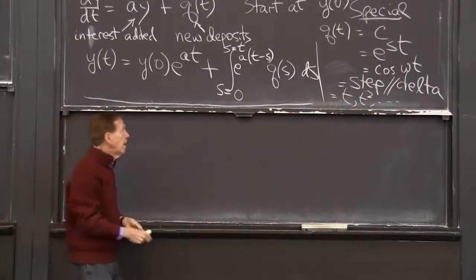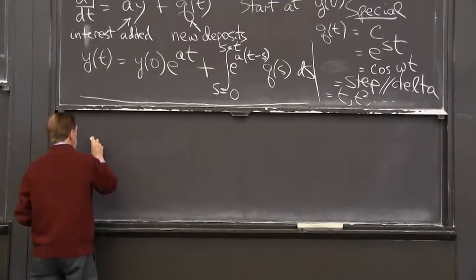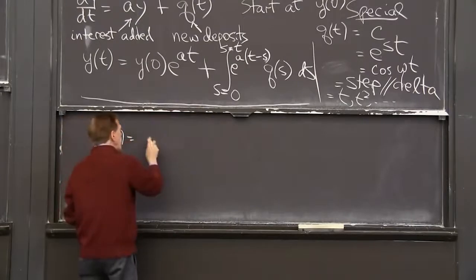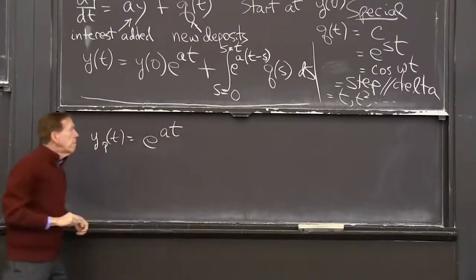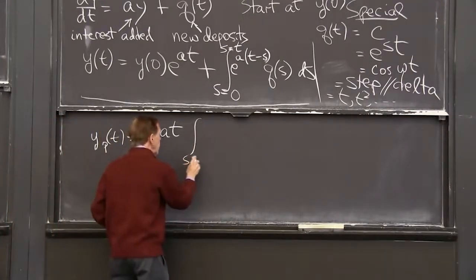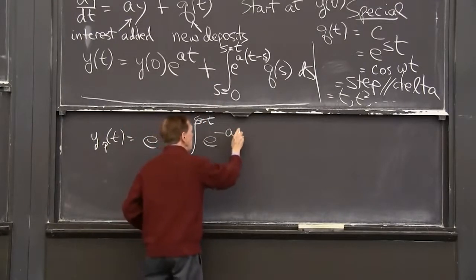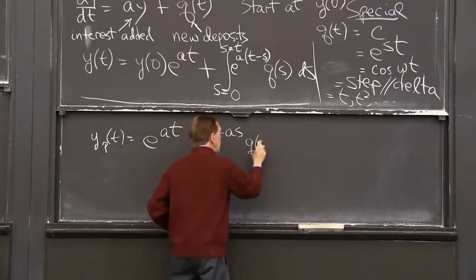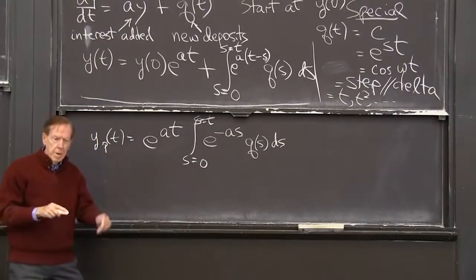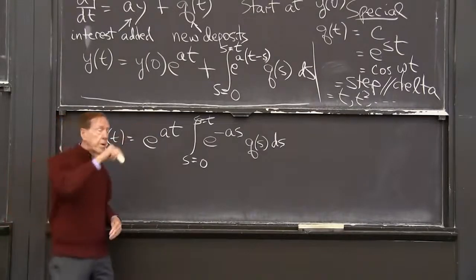Can I do that? I'm looking now at this y particular, and I'll factor out the e to the at, because it doesn't depend on s. It's not involved in the integration. So this is then the integral from s equals 0 to s equals t of e to the minus as, that has an s in it, q of s ds. This is all the stuff that depends on what time the deposit was made, time s, and what time we're looking at the balance, the later time t.